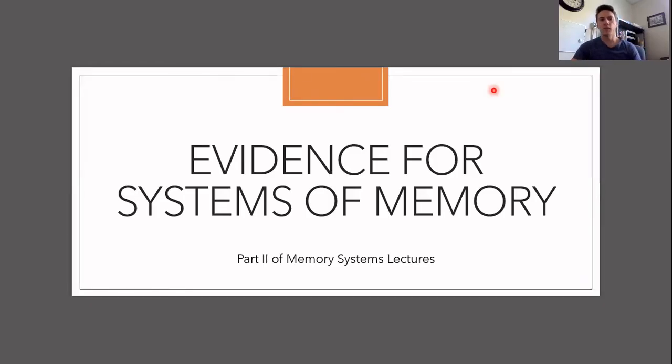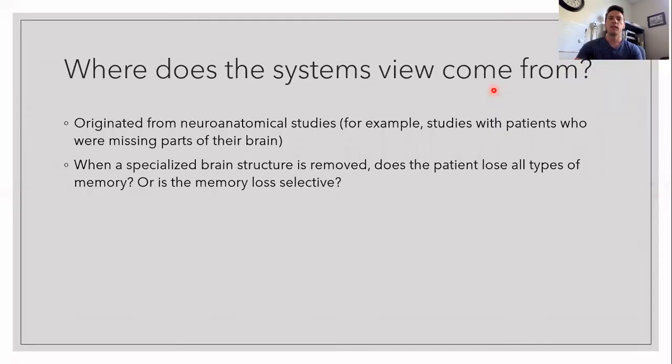Right, so we're going to pick up from where we just left off. We're going to now review the evidence for the different systems of memory that we discussed in part one. And the question here is, where does the systems view even come from? It actually originated largely from neuroanatomical studies.